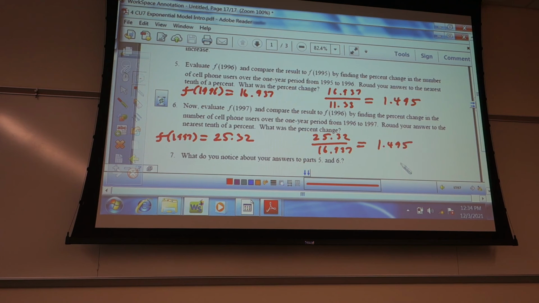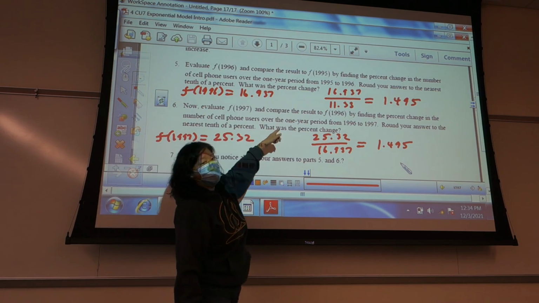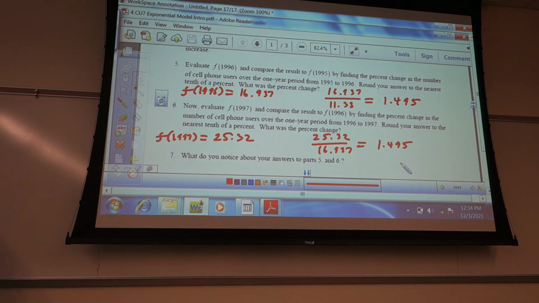So it's constant growth. That's my growth factor. It's a constant multiplier, a constant factor. So exponentials increase by a constant factor. My A increased by multiplying by A.